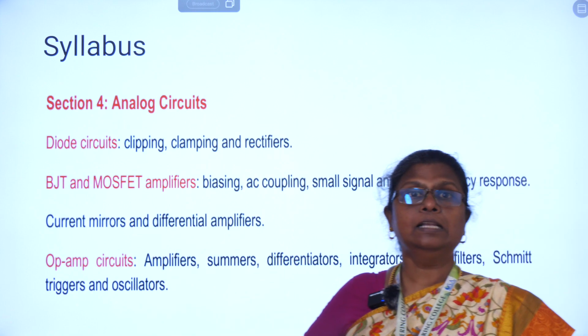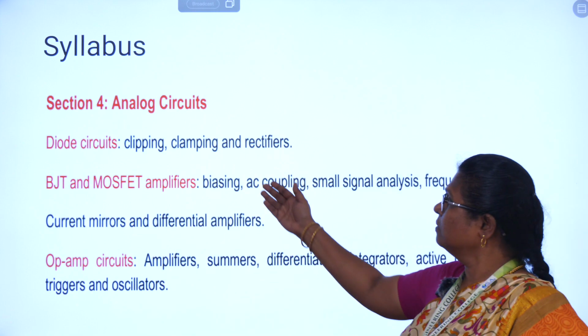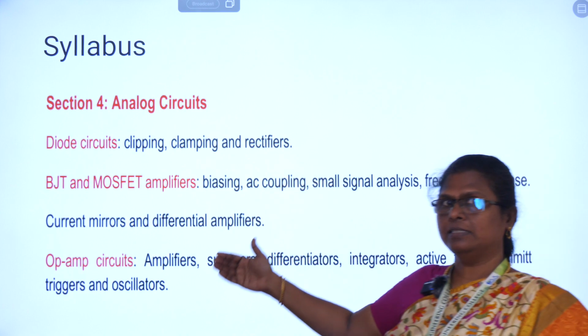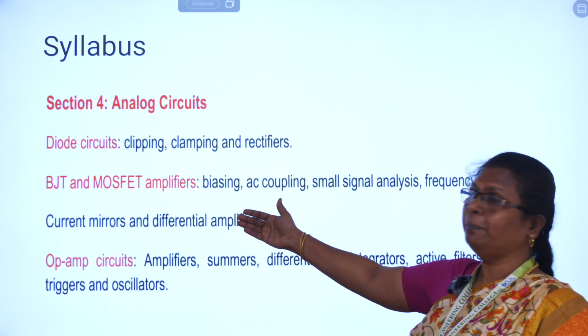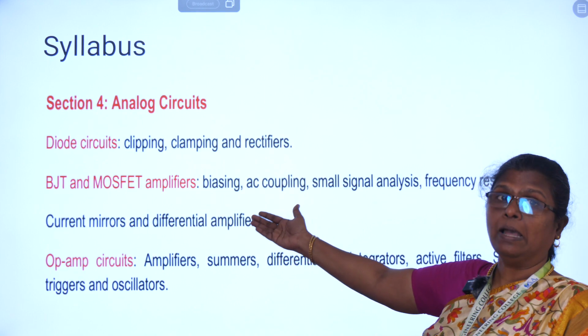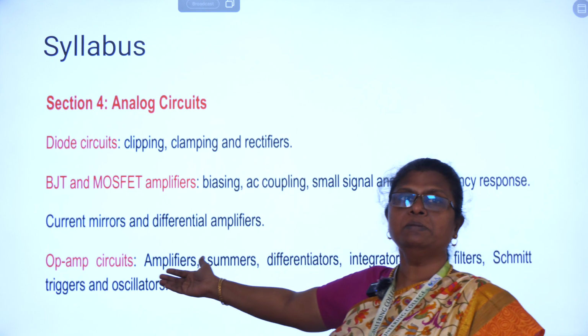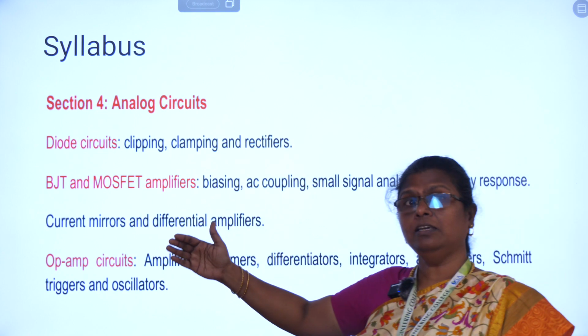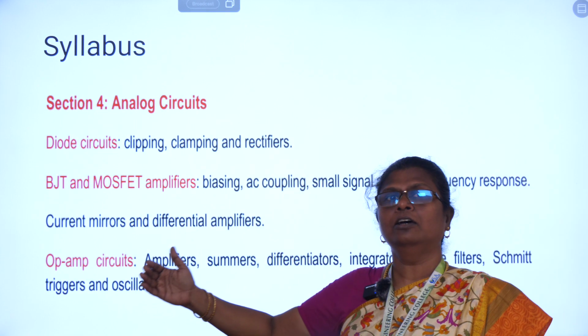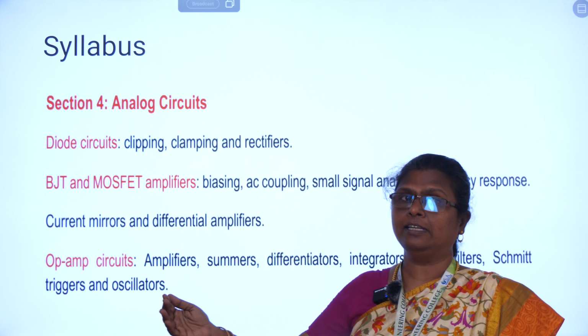Let us see the syllabus in analog circuits. In analog circuits there are 3 sections. First one is diode circuits, next one is BJT and MOSFET amplifiers, and third one is op-amp circuits. These are the 3 sections, and we are going to see all the 3 sections in detail along with the problems asked in GATE.